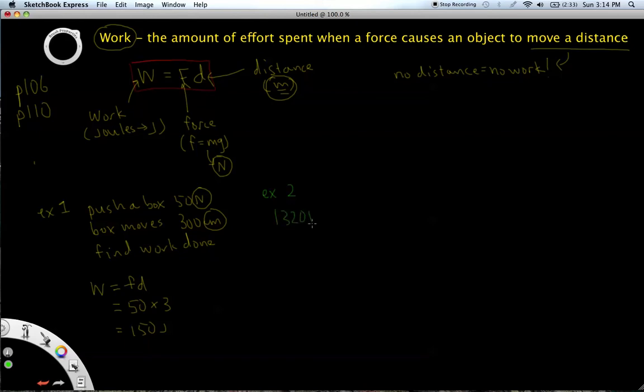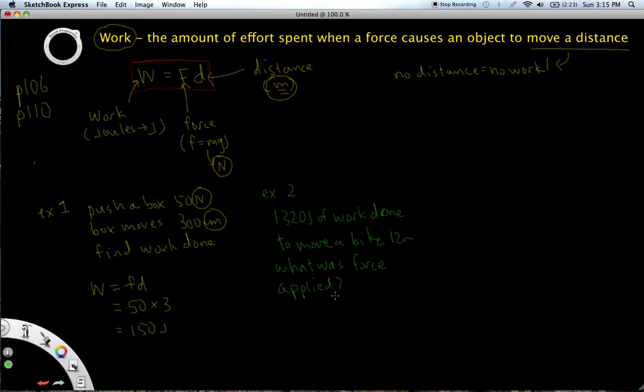1320 joules of work is done. Okay. And let's expand it more, send to move a bike. Let's say this bike moves 12 meters. Let me see. What is a force? What's force applied?